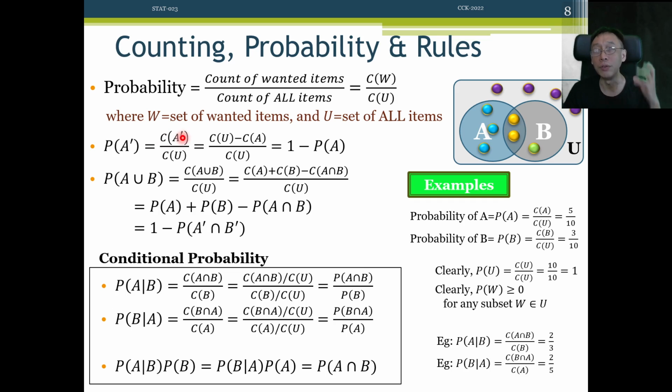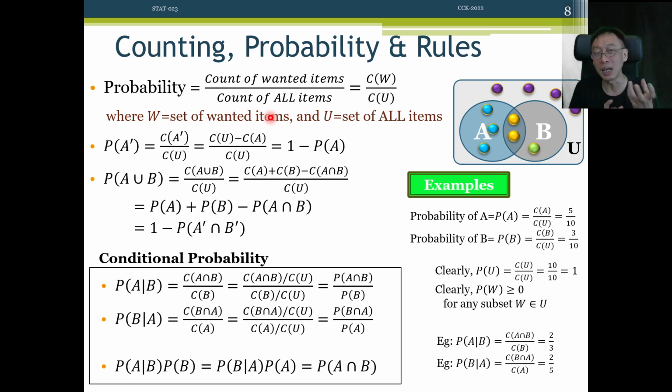So isn't it true, if you think about it, that anything not in A must be in the outside of A? And so the total number of items in the outside of A, called A prime, must be the total number of items in the whole universe minus the items in A, because you are either inside A or outside A. You cannot be in both. The ball cannot be in both.